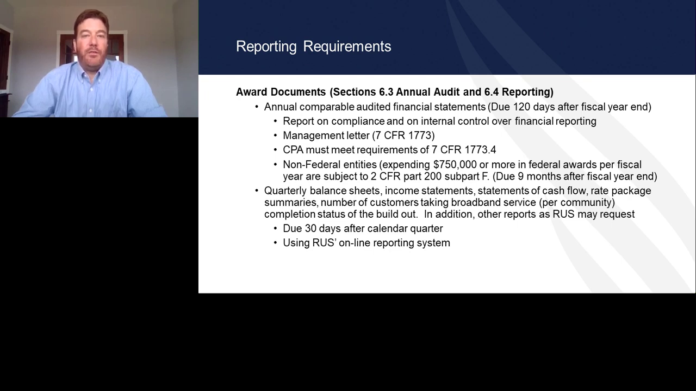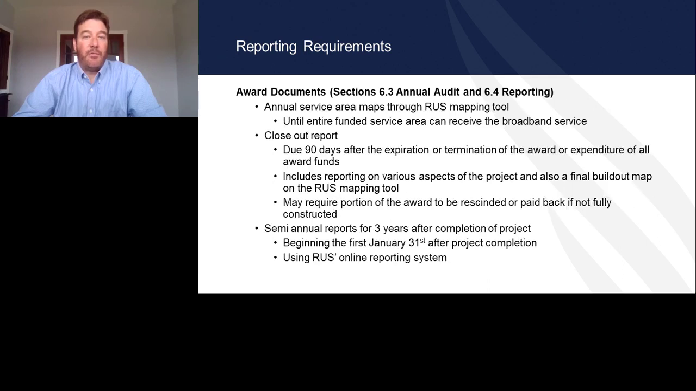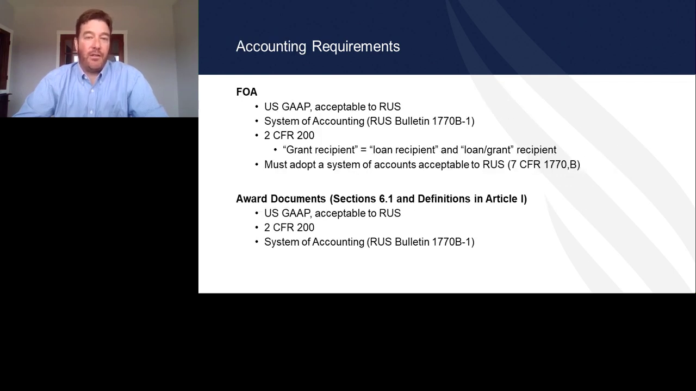Your accounting records need to be maintained in accordance with accounting principles generally accepted in the United States of America. The system of accounting should meet the requirements of RUS Bulletin 1770 B-1, 7 CFR 1770, Section B, and 2 CFR 200, noting that for this purpose, grant recipient is synonymous with loan recipient or loan/grant recipient. The award documents reflect the same requirements.